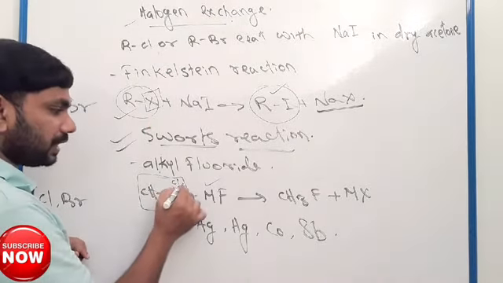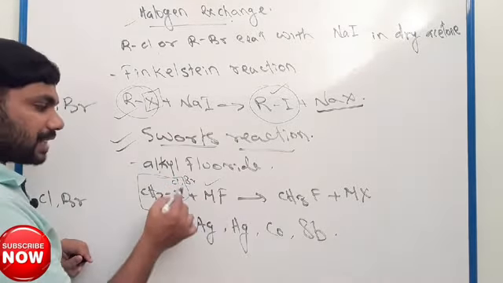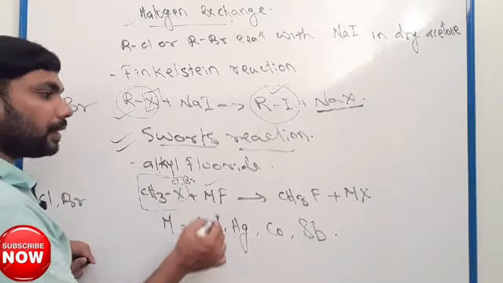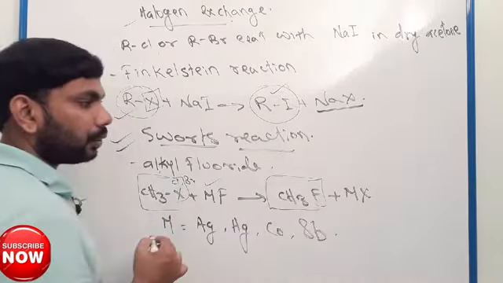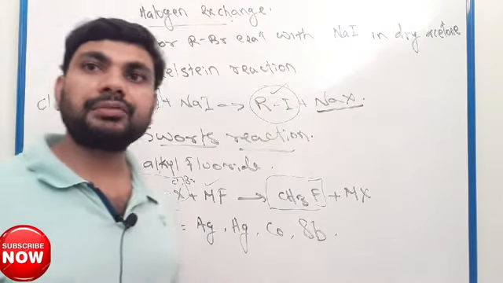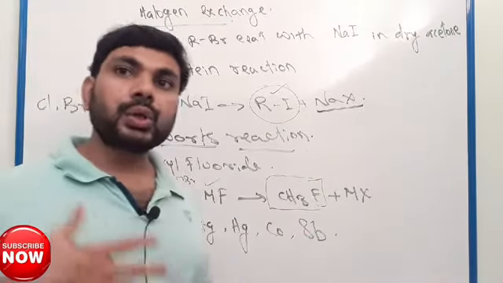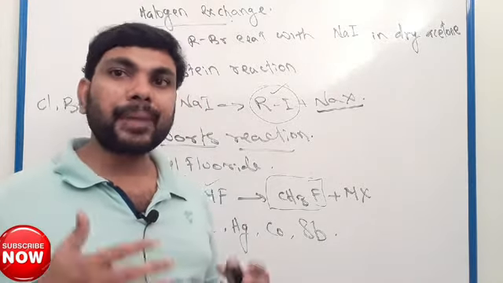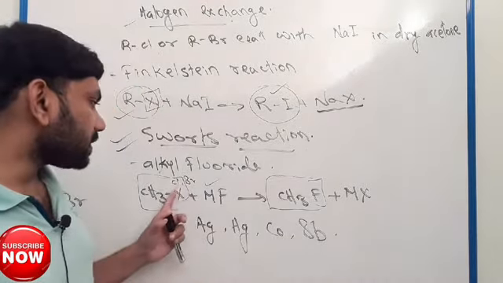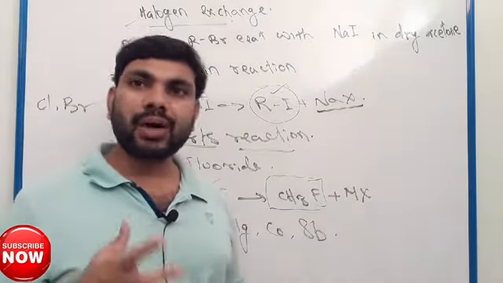CH3X means CH3Cl or CH3Br. It will react with metal fluoride, so the halogen, chloride or bromide, will be exchanged with fluorine. So CH3Cl or CH3Br reacts with metal fluoride; I will tell you which metals. Alkyl chloride or alkyl bromide reacted with metal fluoride, and the halogen is exchanged with fluorine. This method is called Swarts reaction.